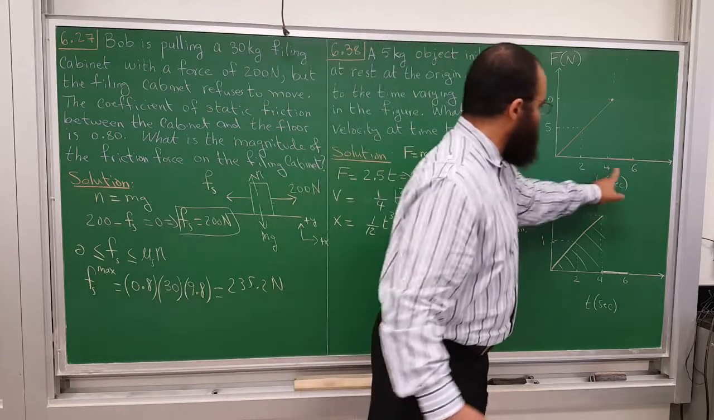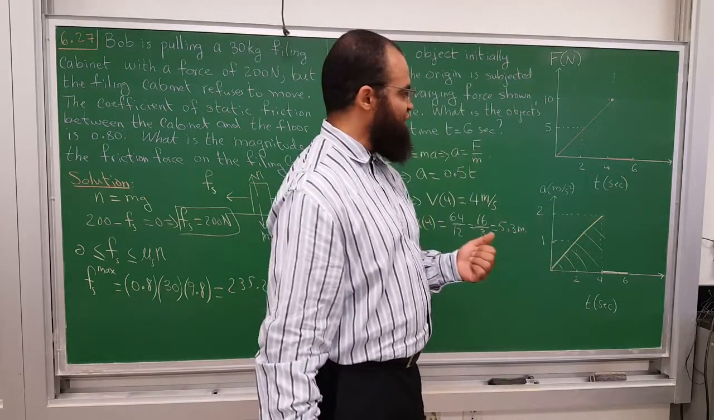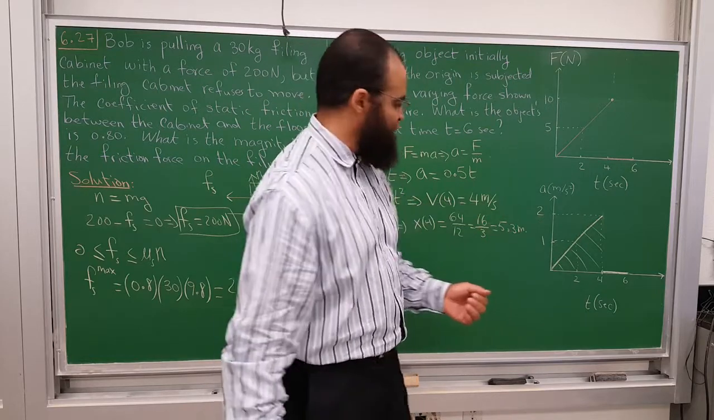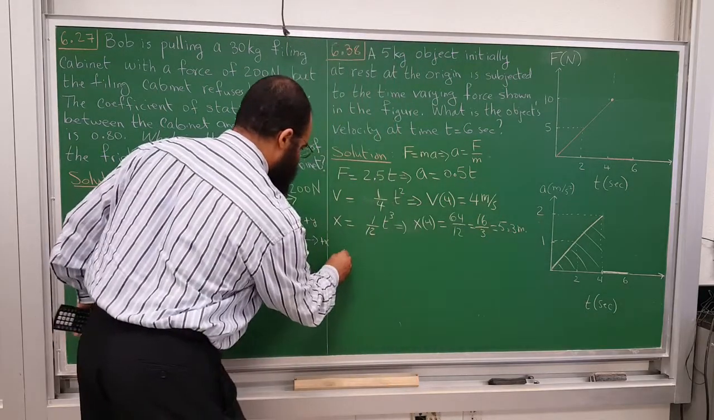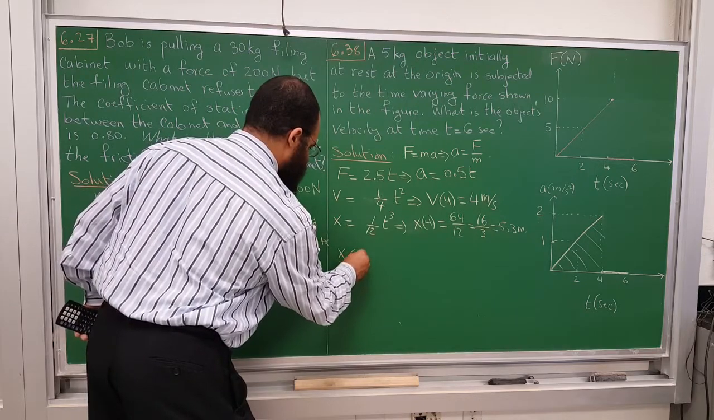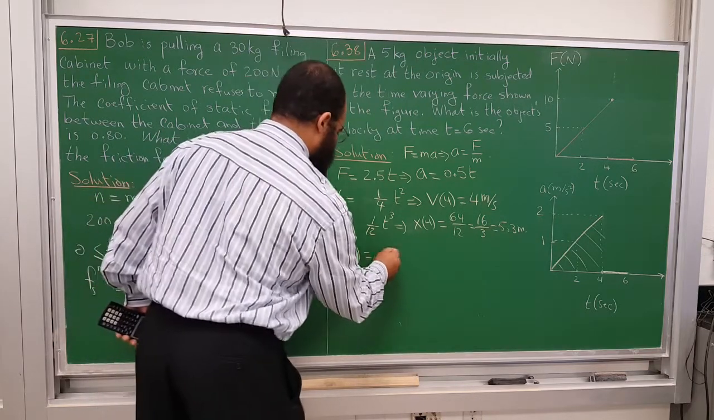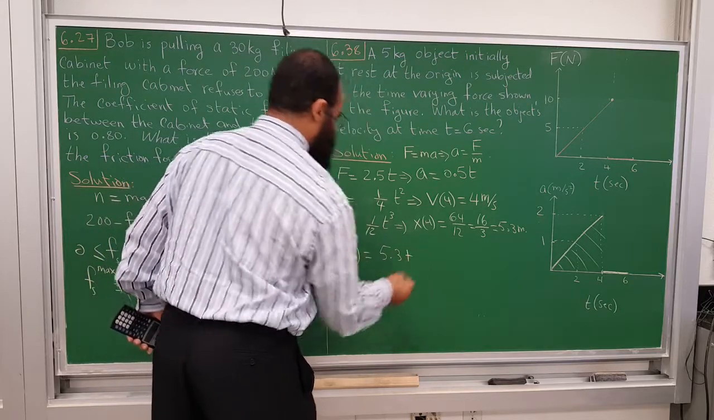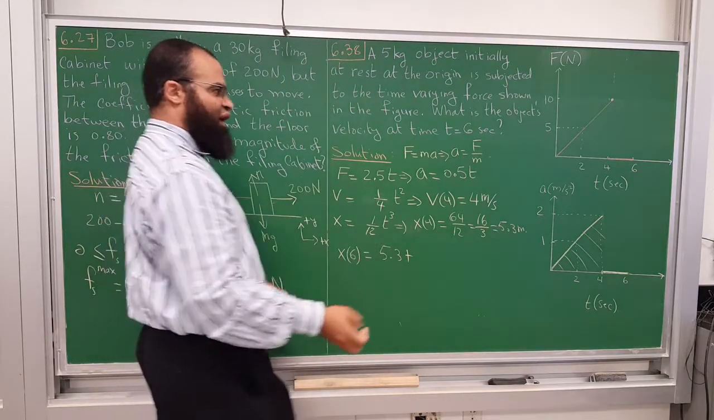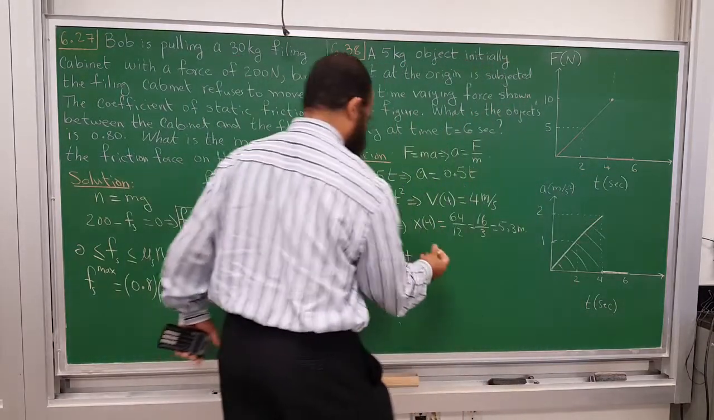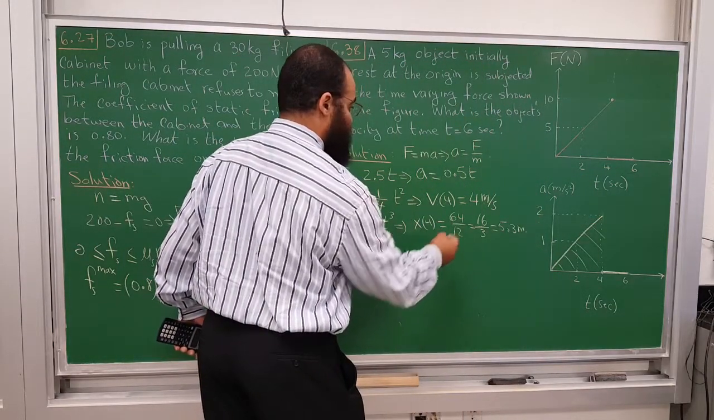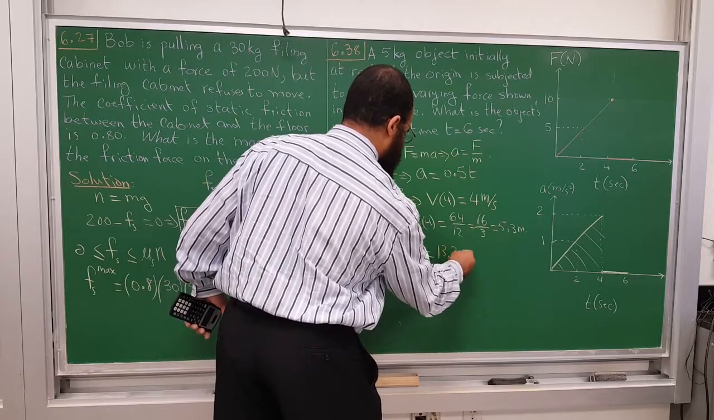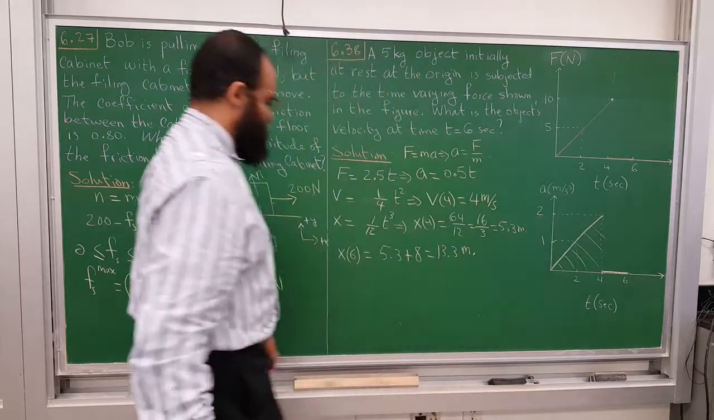So 4 to 6 seconds, that's 2 additional seconds. So 2 additional seconds times 4, that's 8 additional meters. So the position at 6 seconds will equal the position at 4 seconds, which is 5.3, plus the velocity times the additional time, which is 2 more seconds. So in 2 seconds you have moved 8, so that's 13.3 meters. That's your position at that time.